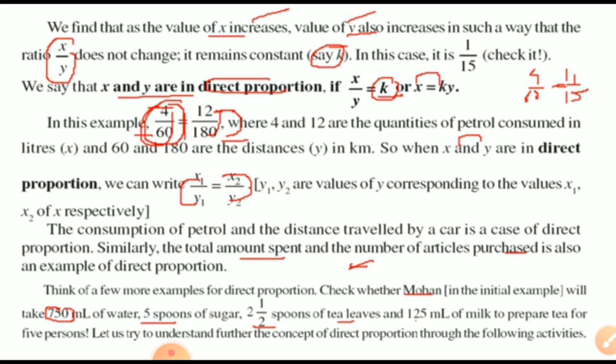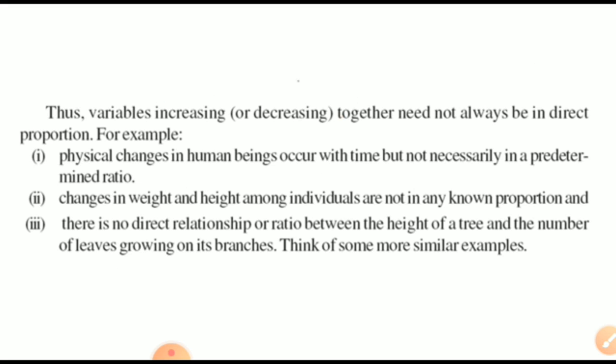Yes, my dear students, here are some examples for this one. Mohan's example: water, spoon, sugar, tea leaves, milk. Once we prepared the tea for 2, for 5 also we can make it. See, variations or variables increase or decrease. It depends on your, yes, my dear students.